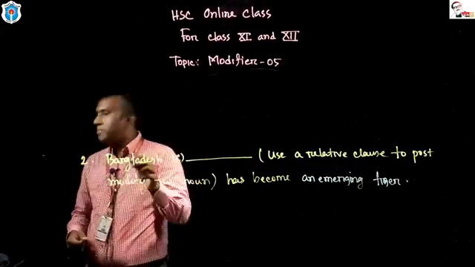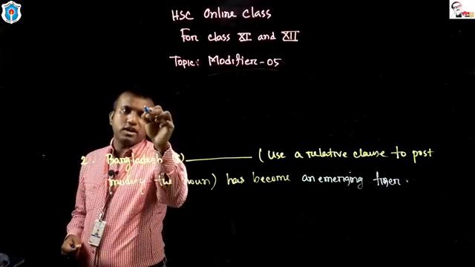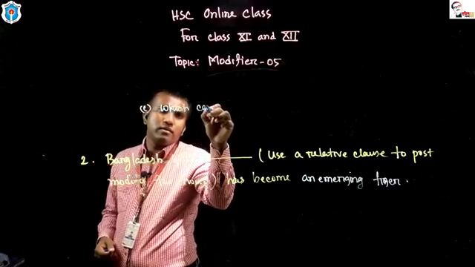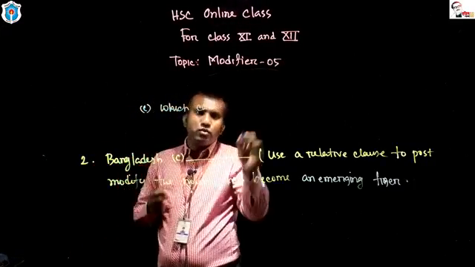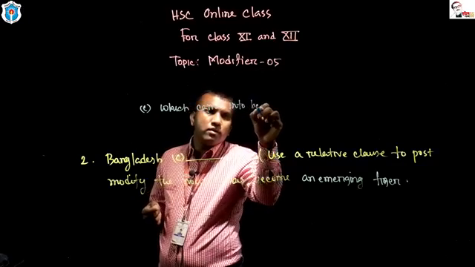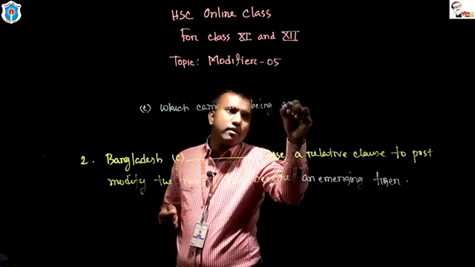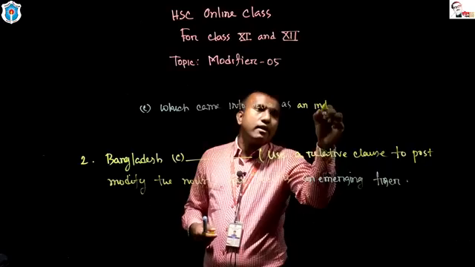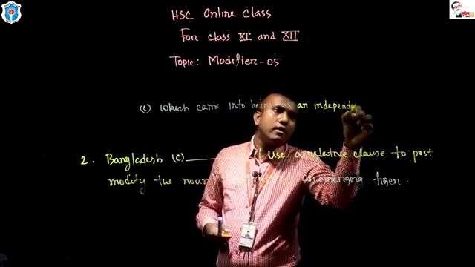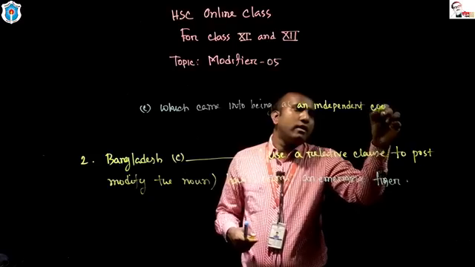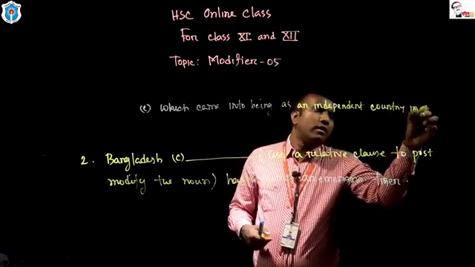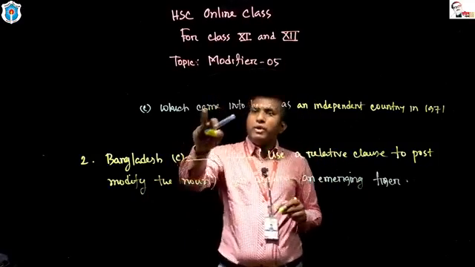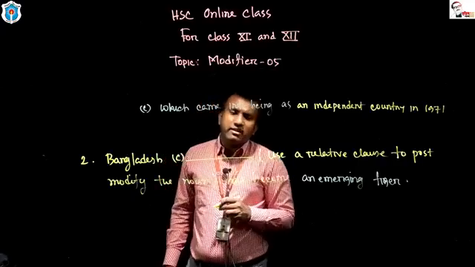If I'm suppose writing Bangladesh, this answer number C, which came into being as an independent country in 1971. Okay, which came into being as an independent country in 1971.